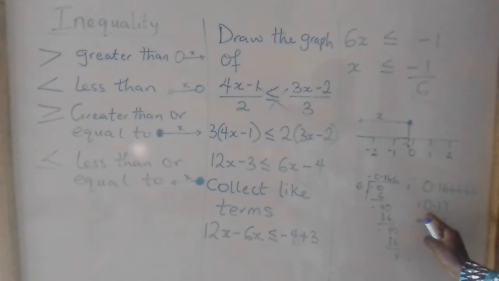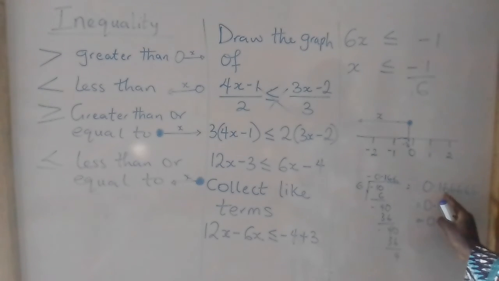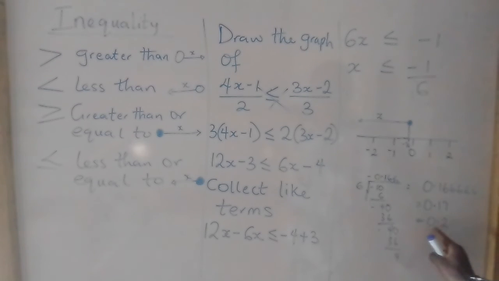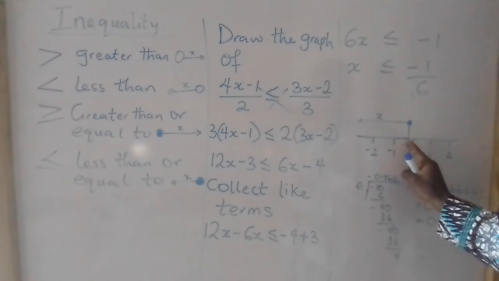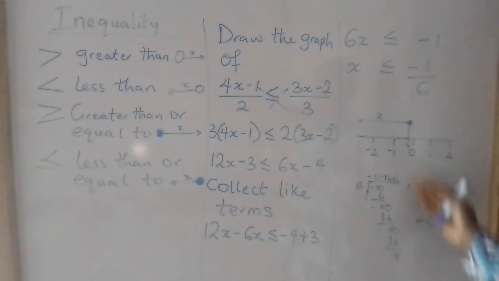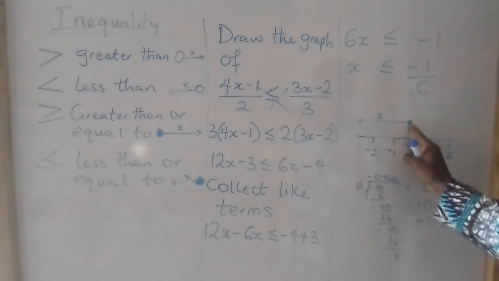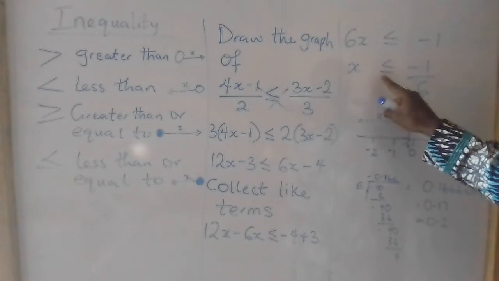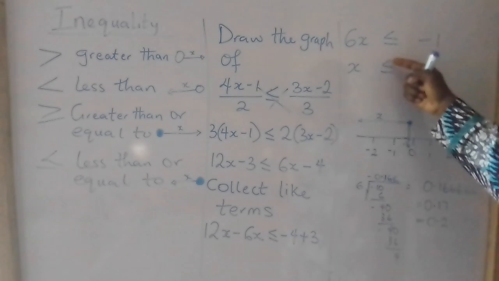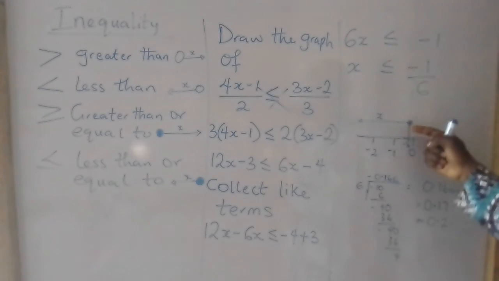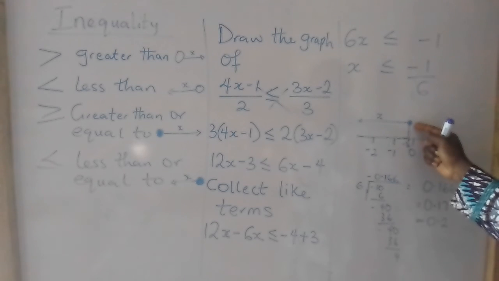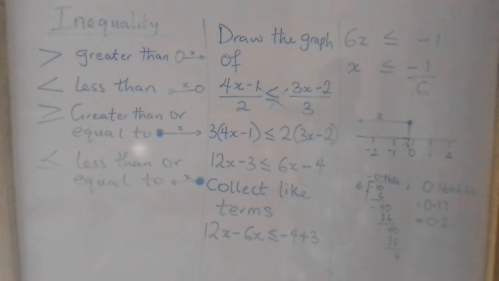You can approximate it to 2 decimal places, which is 0.17, or you approximate it to just 1 decimal place, which is 0.2. If it's 0.2, we have it here, and it's also in the same line with 0.17. And so you just draw it. Don't forget, it's less than or equal to, so it follows the way the arrow goes, and that is it. And then we have our answer right there.